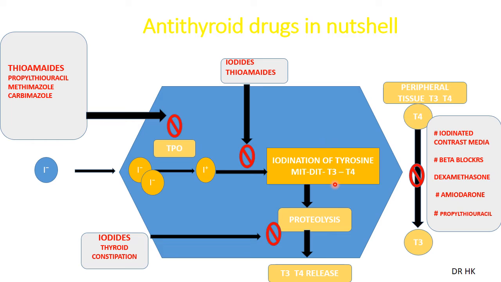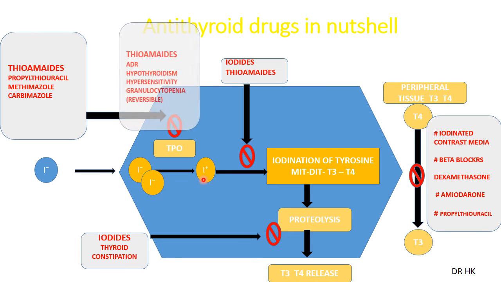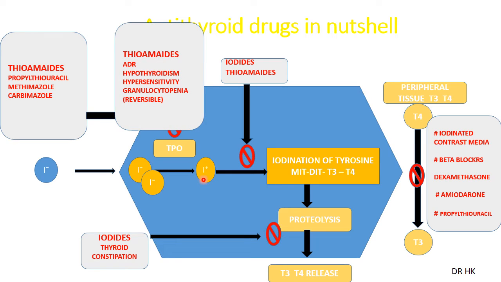Amiodarone is a drug which has 37% iodine content by weight. It can also inhibit this. Propylthiouracil, this is a thioamide drug, which is the only drug among the thioamides which can inhibit this conversion. Now if you come to the ADRs of thioamides, they can produce hypothyroidism if they are used long term and monitoring is not done. Hypersensitivity reactions like rashes, urticaria, granulocytopenia, which is reversible. These reactions can occur.